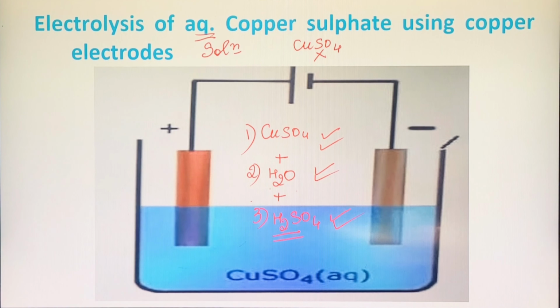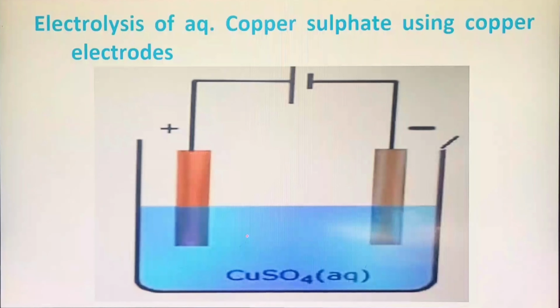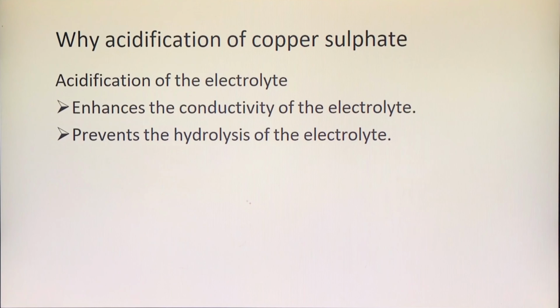Now, the question here that is mostly asked is, why am I adding sulfuric acid into my electrolyte? There are basically 2 reasons for this. I'm adding sulfuric acid because when I add sulfuric acid into my electrolyte, it will increase the conductivity of my electrolyte. It will increase the conductivity of CuSO4. Can you see here, children? It enhances the conductivity of my electrolyte.